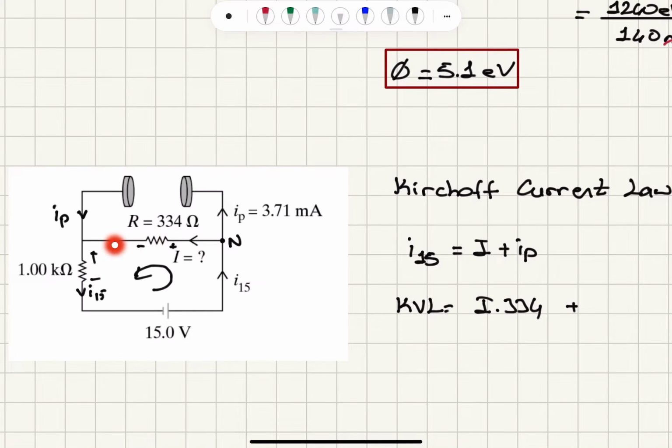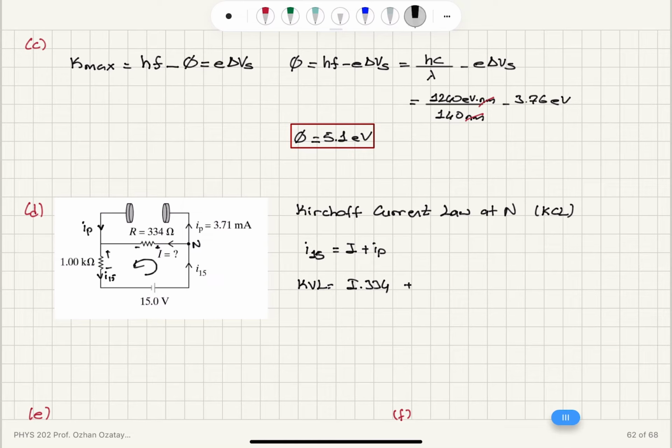so these two currents are adding up. I plus IP is I15, so that's the total current that flows here. I plus IP times 1K, and then I have plus minus, minus 15 volts here. So I see the minus on this side. Minus 15 is equal to 0. So I have 1334 I plus the photocurrent IP times 1K is equal to 15 volts.